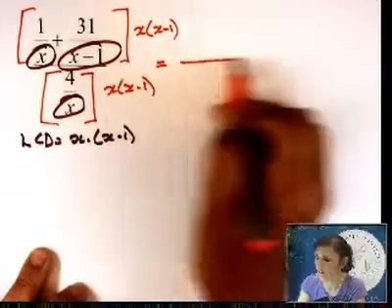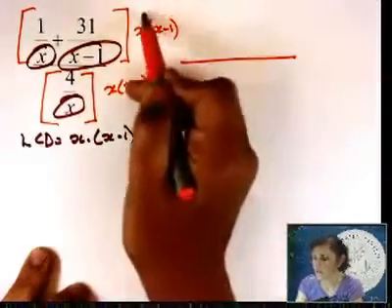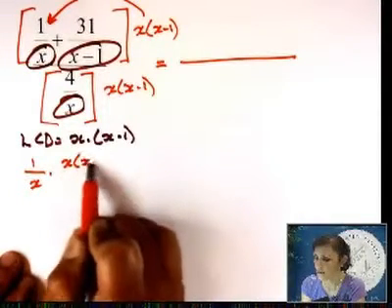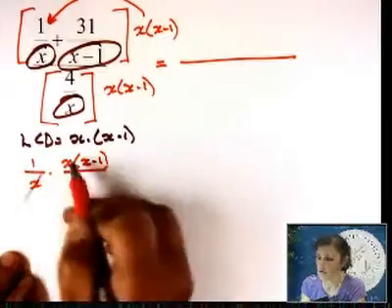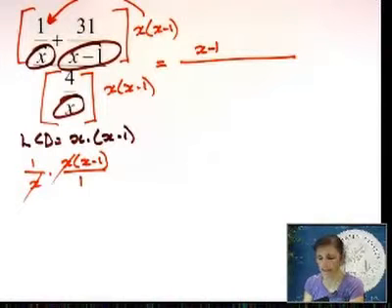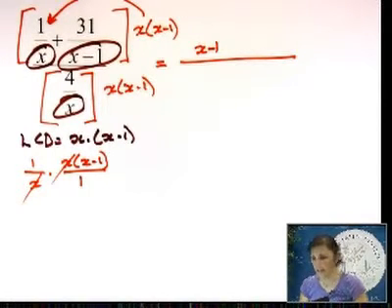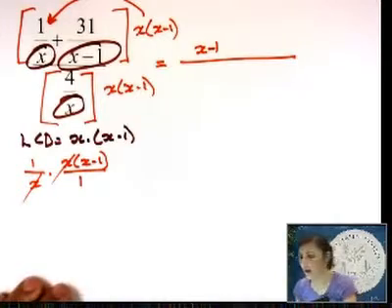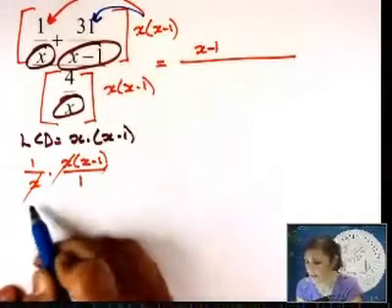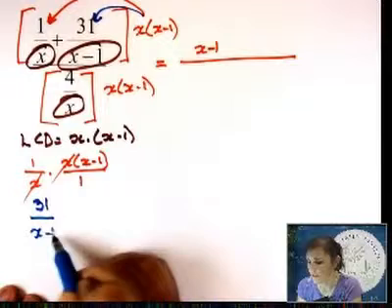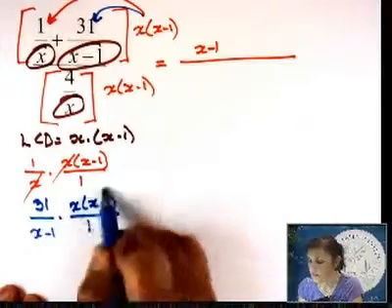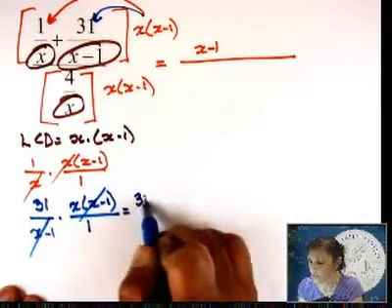The goal is to get rid of some of the fractions. Let's FOIL. You have 1 over x times x, x minus 1. These two will go. You'll end up with x minus 1 here. Let's do different colors. Then I'm going to do these two. So I have a 31 over x minus 1. And I'm going to multiply it with x, x minus 1. These two will go. You're going to end up with 31x.